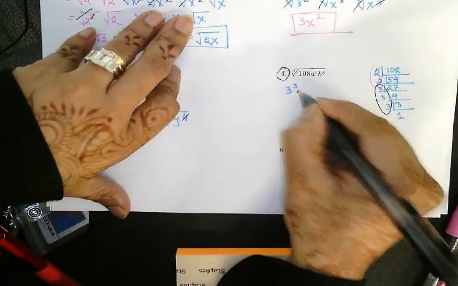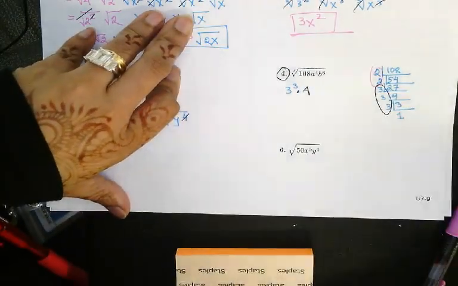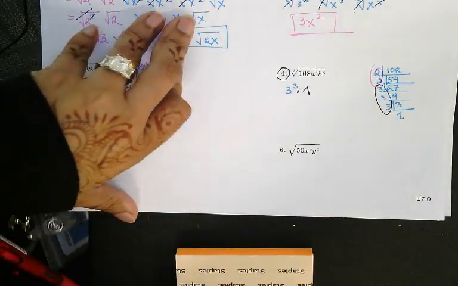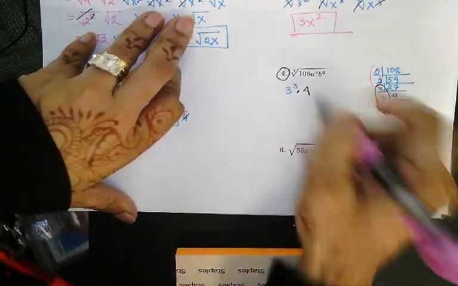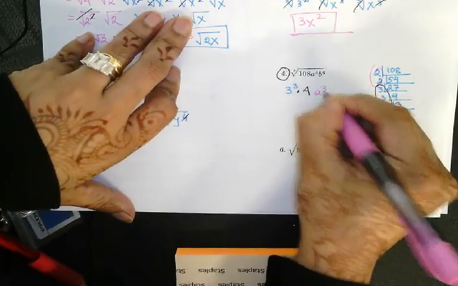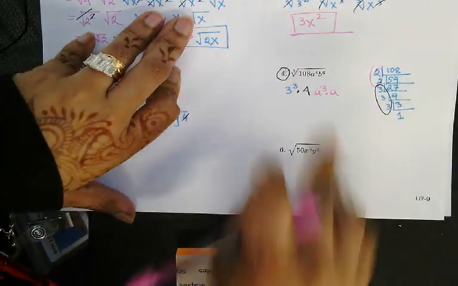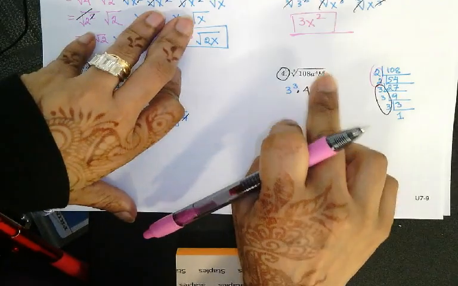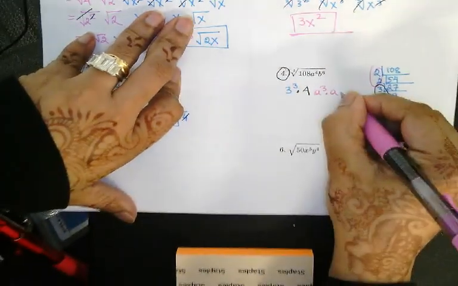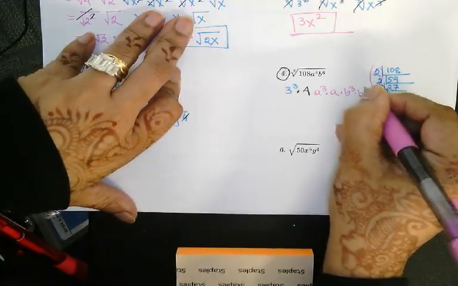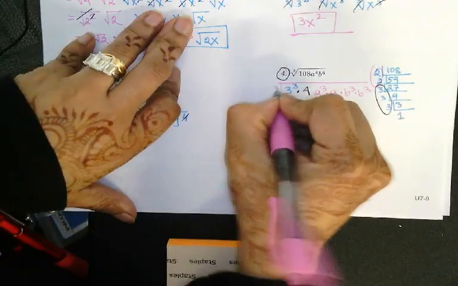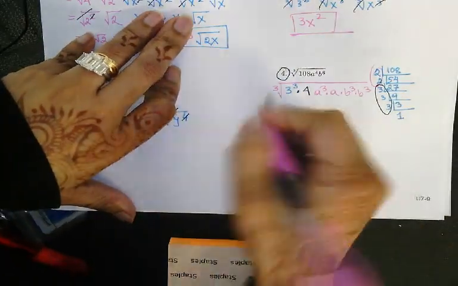4. And a to the power 4. So how can I break down a to the power 4? A cube, and there is another a. How can I break down b to the power 6? B cube times b cube, since we're trying to make everything a power of 3. Now we can break down everything.